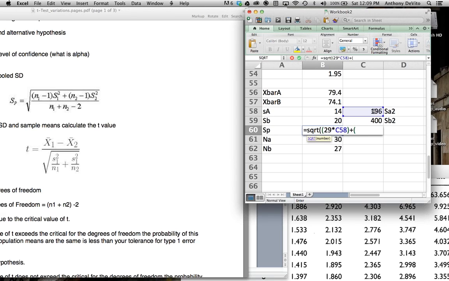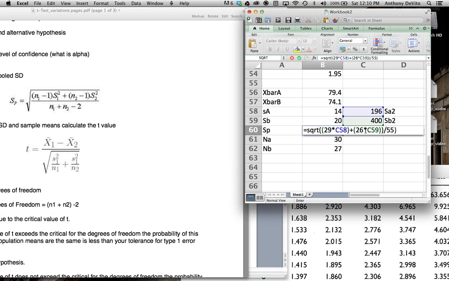let's see, the other group, N2, or group B, n minus 1 is 26, times the S2 squared. S2 squared is 400. Okay, so I'm going to put parentheses around that whole top, and I'm going to divide by, well, now, what is this going to be? N1 plus N2 minus 2. Well, N1 is 30, N2 is 27, so this is 57. Minus 2 is going to be 55.